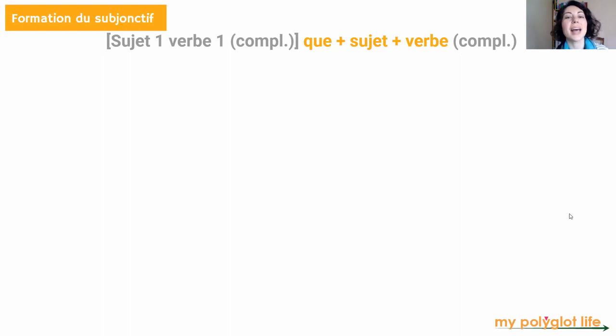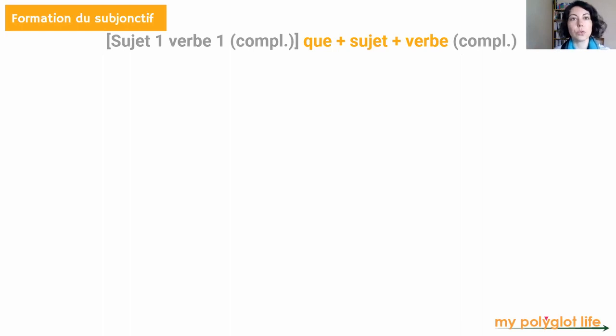Okay, so let's look at how we create the subjunctive now in a sentence. So first, it's important to know that it always starts with que before the verb in the subjunctive. And usually a sentence with subjunctive comes in 2 parts. The first part has a subject, a verb, and sometimes an object. Then comes the que, the second subject, and the second verb in the subjunctive, and sometimes followed by an object.